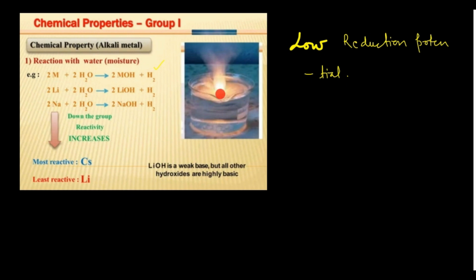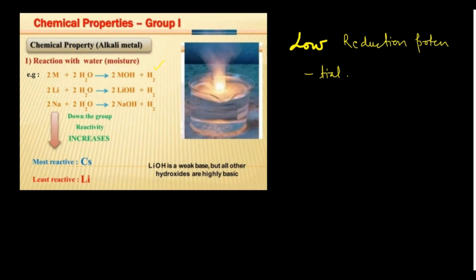All alkali metals are more reactive than hydrogen, thus they are easily and readily oxidized by water, right? And the reaction with water is so exothermic that the heat generated often ignites the hydrogen gas which is produced, which I have shown in this particular picture. So the vigorous nature of the reaction with water for these alkali metals increases from lithium to cesium.